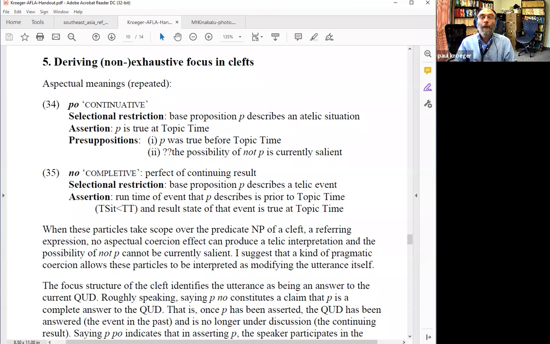I will stop there. If you have suggestions of how to make a better argument for deriving these focus meanings, I'd love to hear them. And of course, if you have questions, I'll give a try at answering those too. Thanks.